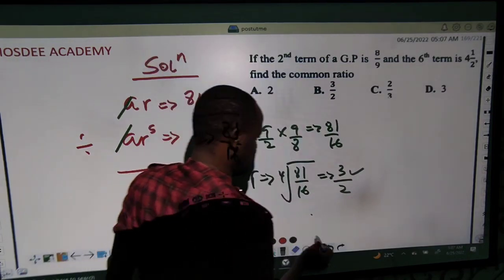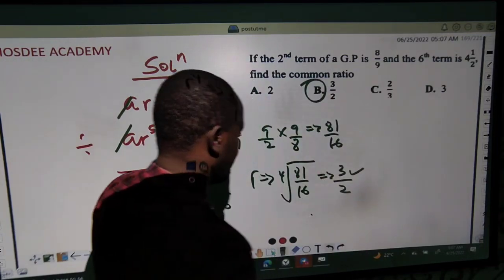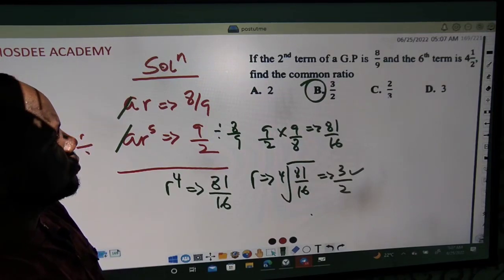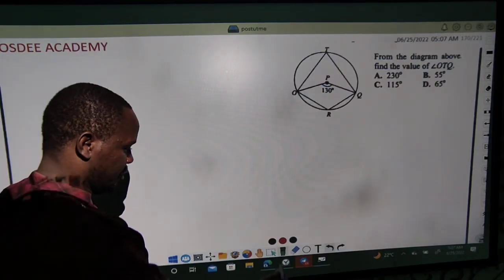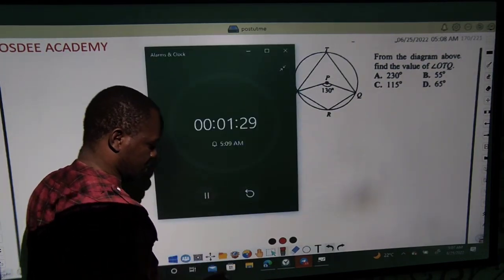That is why I am doing this. And R is 3 over 2. Choice B is correct. Admin, on to the next one. Thank you very much. My admin today is a type of admin that loves questions on all this stuff.